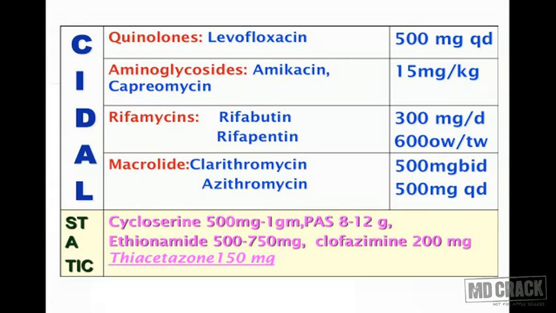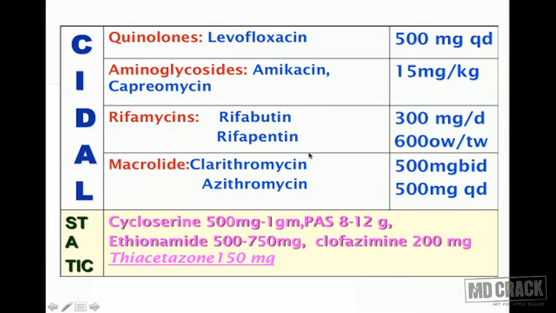The cidal and static drugs are shown here, which are second line agents. The second line agents include the fluoroquinolones, that's levofloxacin, used in the dose of 500 milligrams every day. Aminoglycosides, the important one is amikacin and sometimes capreomycin, 15 milligrams per kilogram body weight. The two rifamycins: rifabutin in the dose of 300 milligrams every day, and rifapentin 600 milligrams once a week or twice a week.